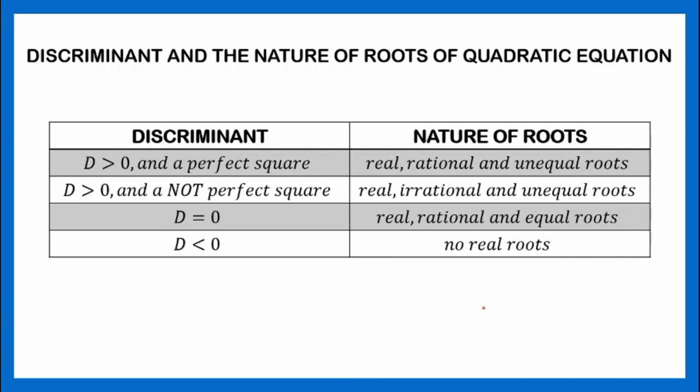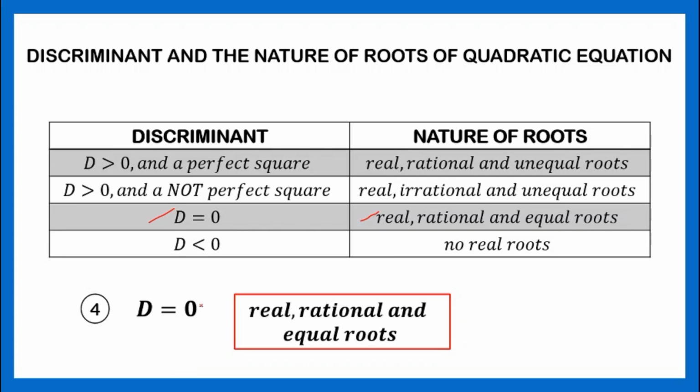Number 4. So, sa number 4, D is equal to 0. So, ito, kitang-kita mo na, parehong-pareho. D is equal to 0, real, rational, and equal roots. So, ibig sabihin, expect mo dito na kapag sinolve mo yung roots nito, yung equation na merong discriminant na 0, dapat pareho ang roots nila. At the same time, rational. At the same time, real.